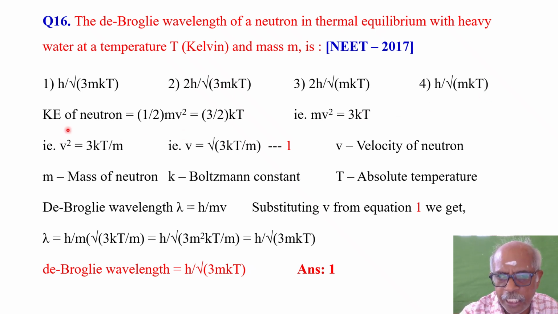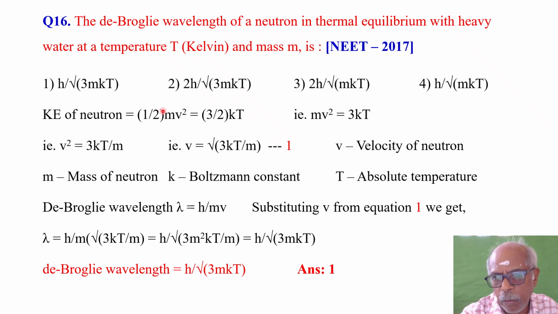So the kinetic energy of the neutron, if it is moving, is half mv squared. According to the kinetic theory of gases, it is equal to 3 by 2 kT. It's a single particle, so it has 3 degrees of freedom for translational motion only. So 3 by 2 kT.